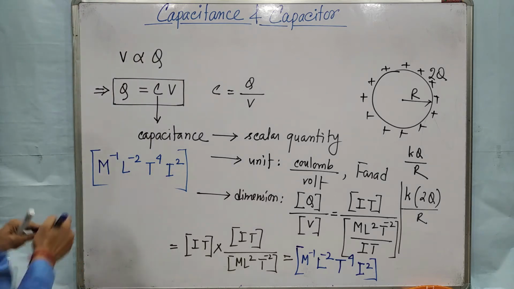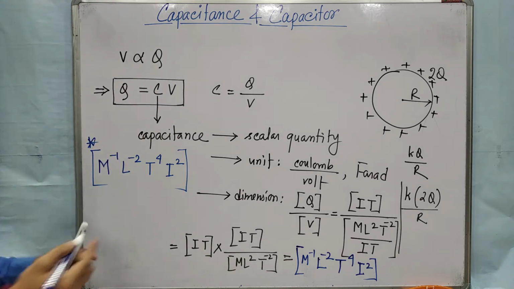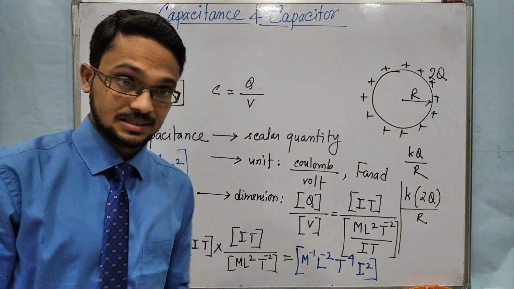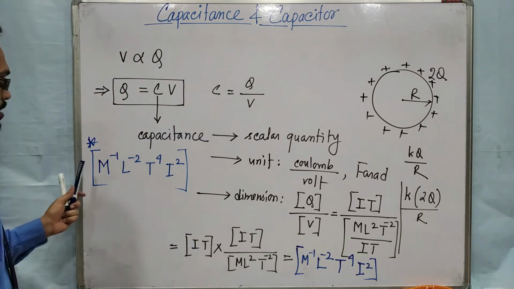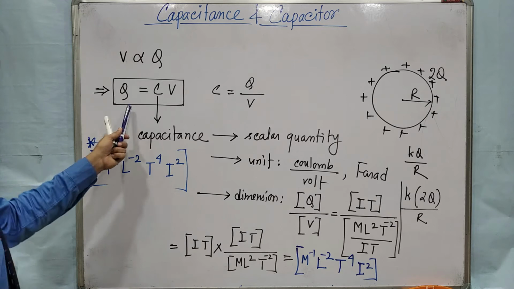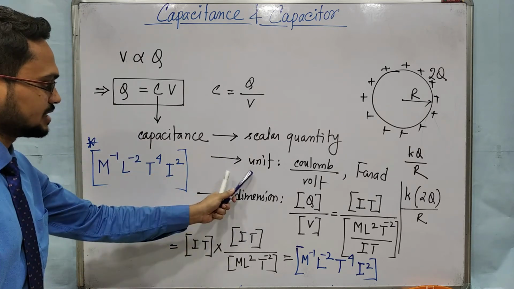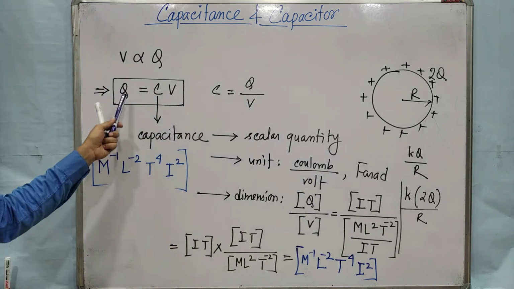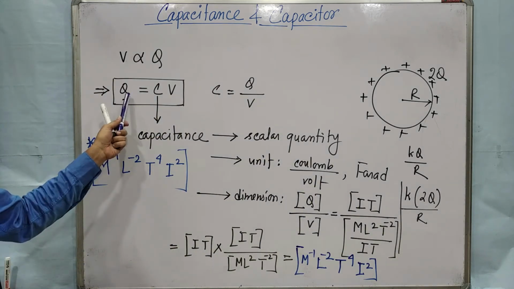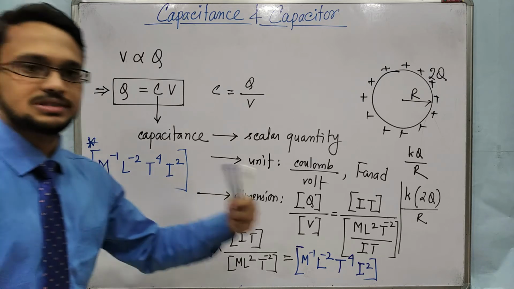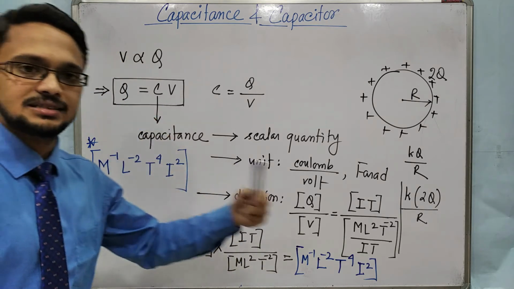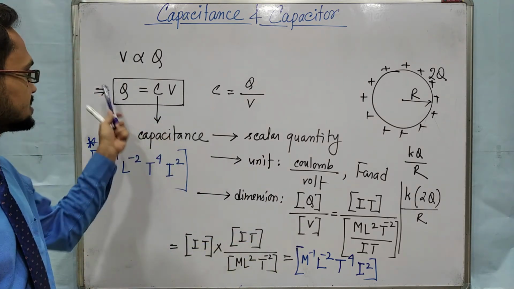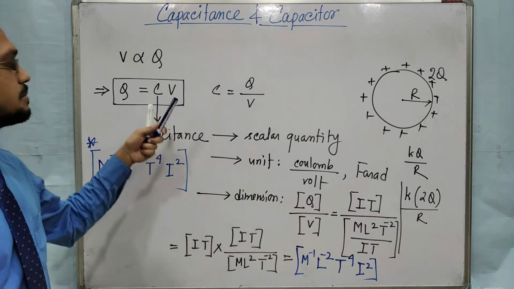This is also a very important question: find the dimension of capacitance, or what will be the dimension of capacitance. From this equation we can calculate unit and dimension. Now come to this equation. If we place more and more charges, potential will increase accordingly. Using this equation, more charges means more potential.